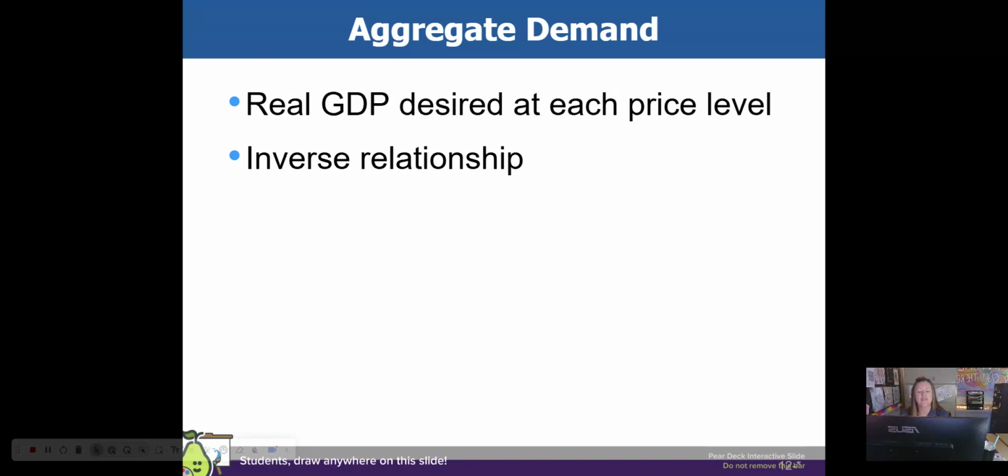And what we look at, or the definition of aggregate demand, is real GDP, that's GDP adjusted for inflation, that is desired at every price level. So instead of price and quantity, we're looking at price level, which refers to inflation, and real GDP, which is how much stuff are we producing. Just like the law of demand, there's an inverse relationship between those two variables.